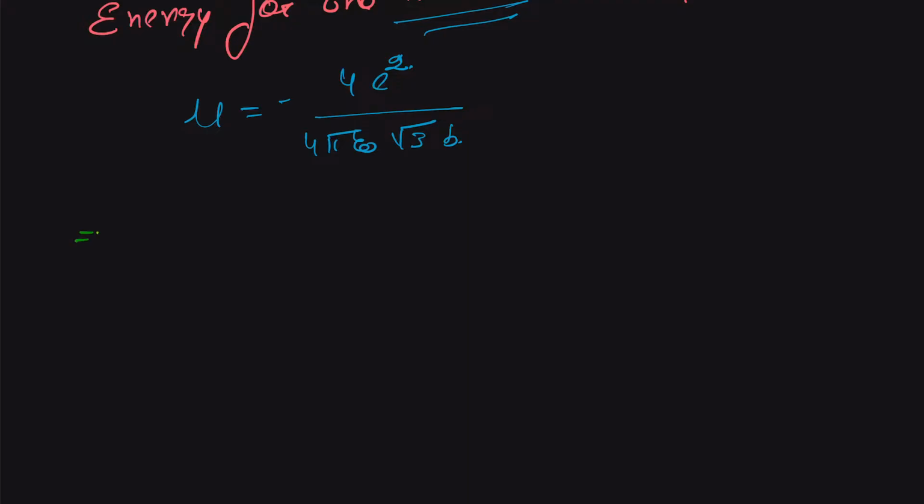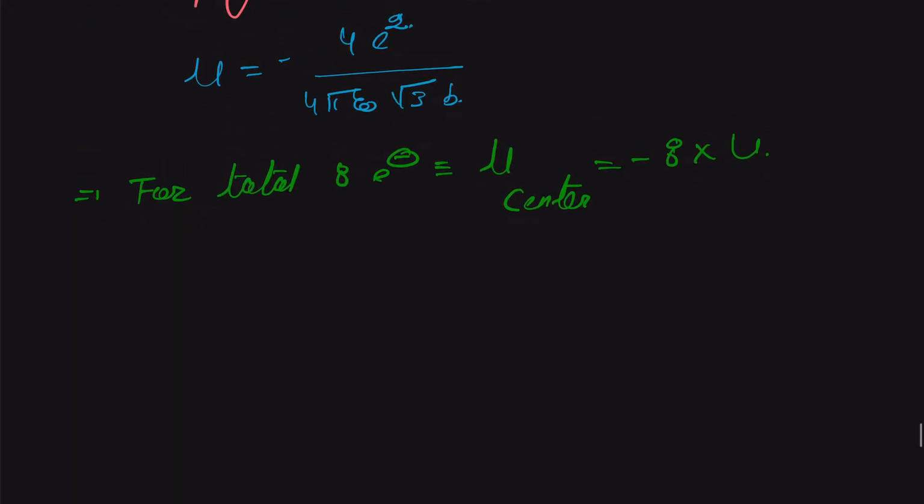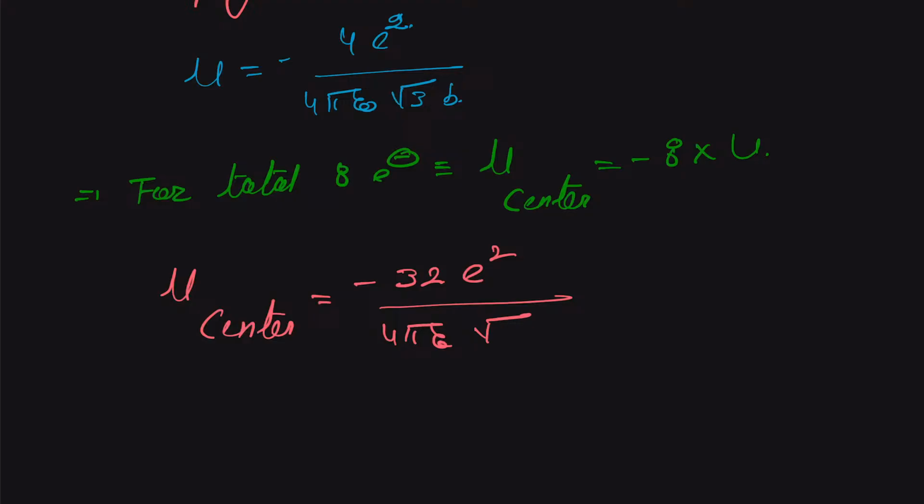Therefore we can write that for total 8 electrons, we can say this is U center will be equal to, because everything is same, symmetric basically with respect to center, so this simply we can say 8 times our U. Therefore we can say that our U center will be equal to, this is 8 and it will be coming as minus 32 e square upon 4 pi epsilon naught square root of 3 times b.